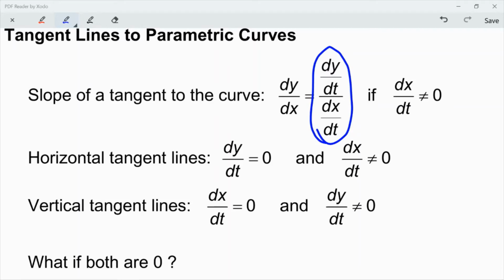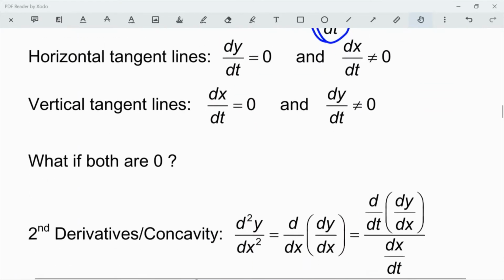Okay, and then if they're both 0, that's typically where we're going to have a cusp in our graph. Like we just talked about on that previous problem, if both dx/dt and dy/dt had both been 0 at the same time, we would have had a cusp, but they weren't. So that was how we were able to identify there wasn't a cusp.